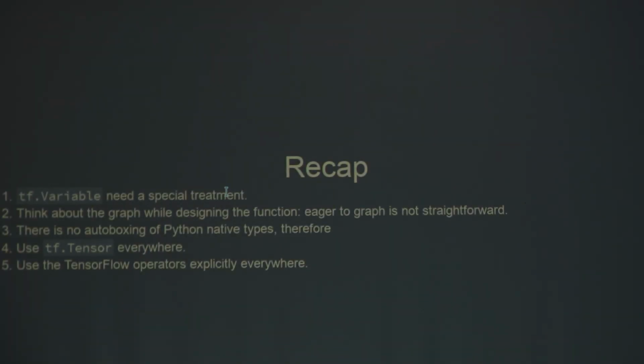So, brief recap. TF variable, the function that creates a state and needs a special treatment. You have to think about the graph while designing the function, because converting the eager mode to graph mode is not straightforward. There is no boxing over the Python native types, and therefore you have to use tf tensor everywhere, and it is better to use the TensorFlow operators explicitly everywhere.